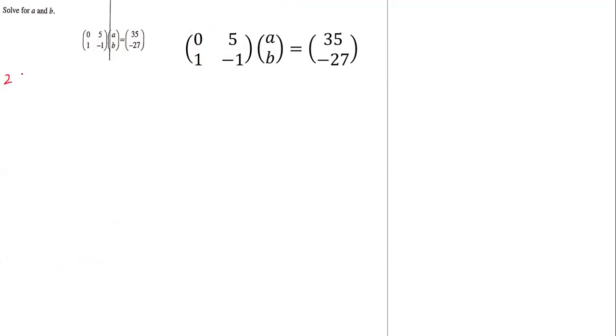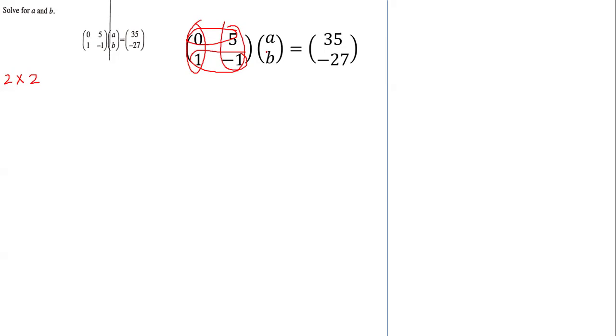And the reason why we say it's a 2 by 2 matrix is because it has 2 rows. So this is one row, and this is another row. And it has 2 columns. So this is one column, and this is another column. So it's a 2 by 2 matrix, this first matrix.